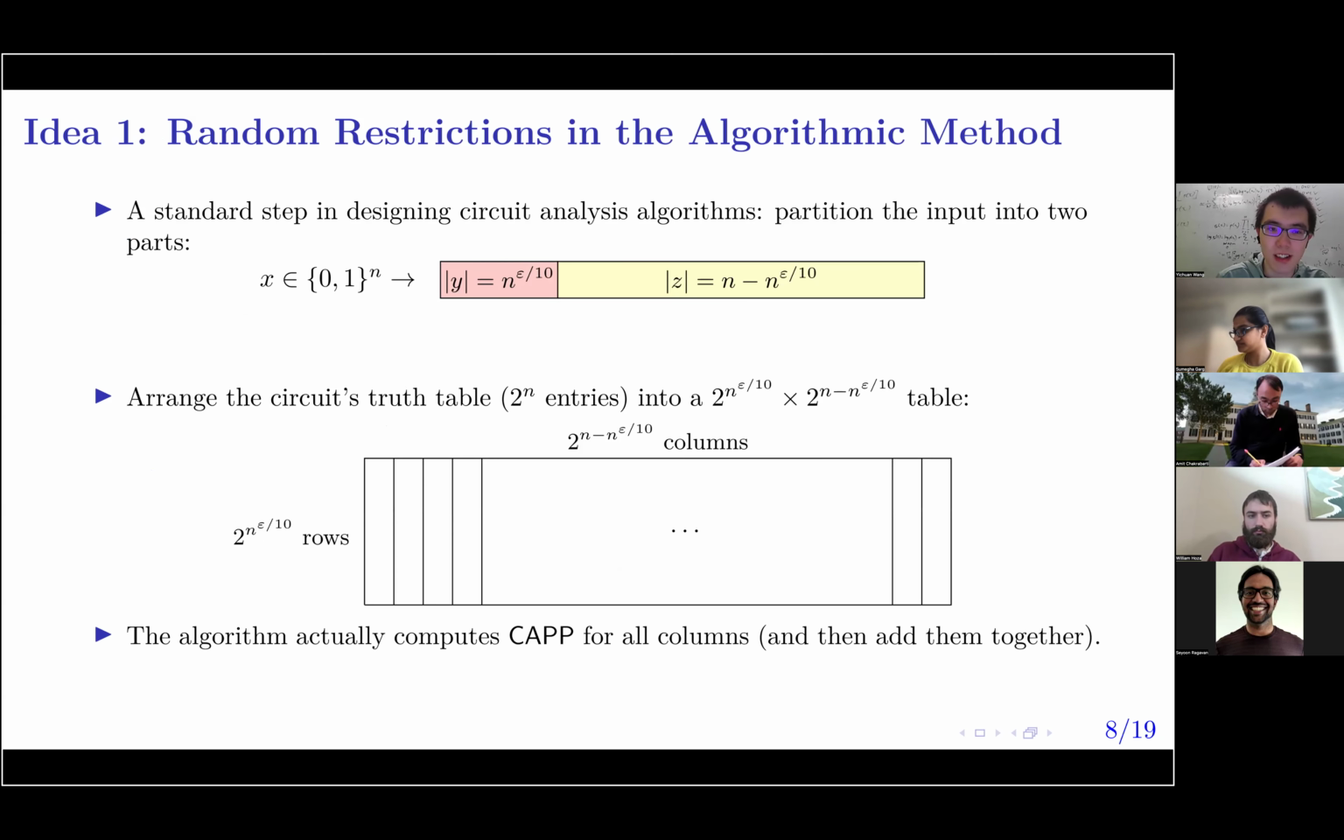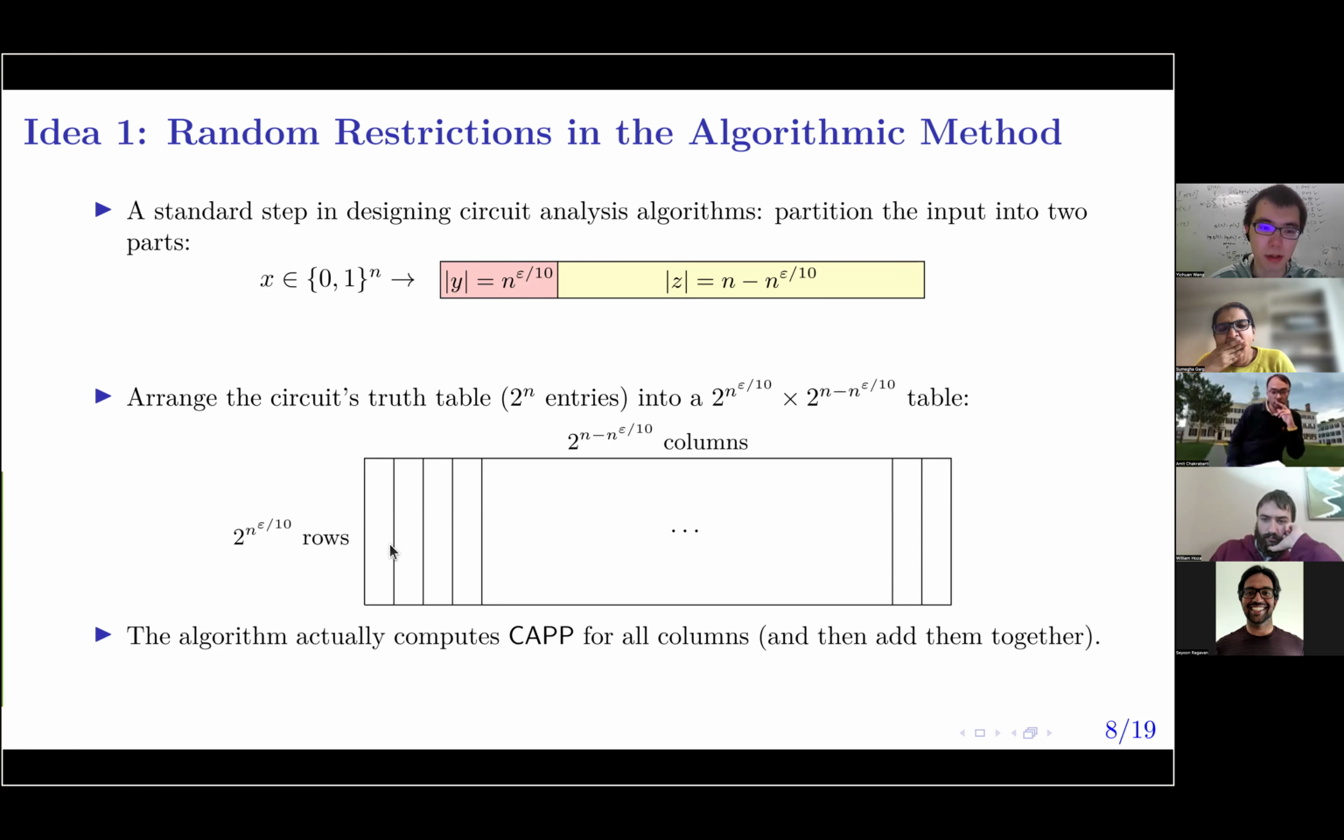The first idea is to combine random restriction with the algorithmic method. Let me first tell you the general framework to design these circuit analysis algorithms. The circuit we want to analyze has n inputs. The standard step is to partition this input into two parts. The short prefix has length n^(epsilon/10), and the longer suffix has length n minus n^(epsilon/10). This is the standard step.